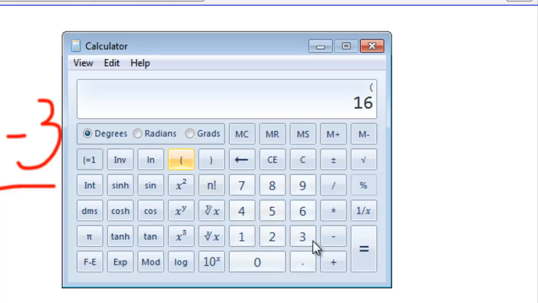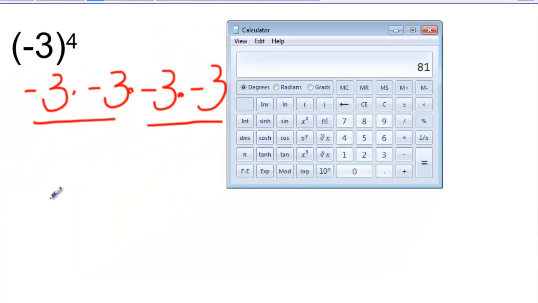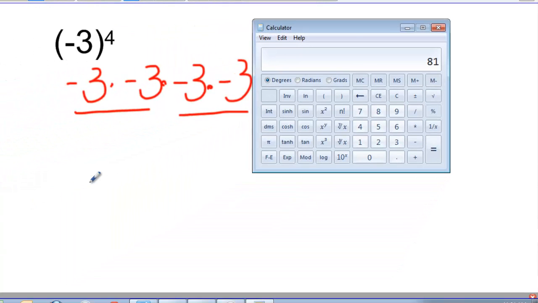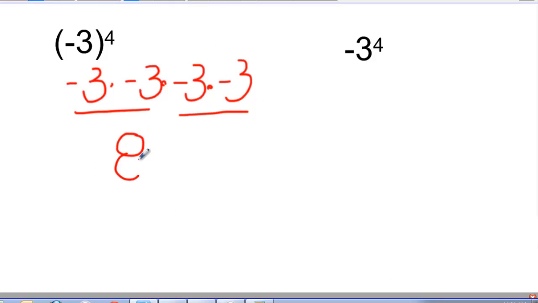So I'm going to put parentheses, and then in this calculator I have to hit 3 and then the positive to negative button. On the blue calculators, there's actually a negative button. You would put negative 3, close parentheses, and now I'm going to do my power key, and I'm taking that to the 4th power. And I've gotten a positive answer, which I knew that I should get, so I know I got it correct. So this is going to be positive 81.